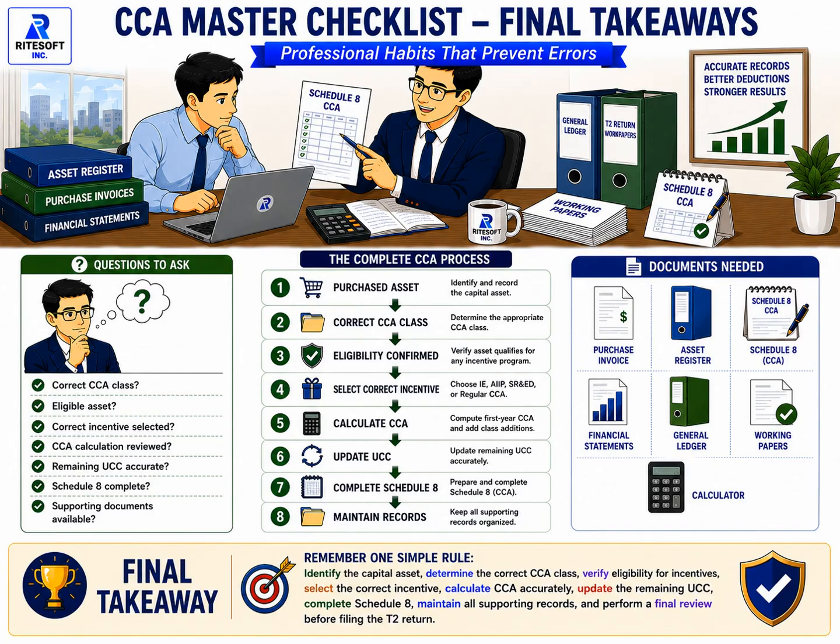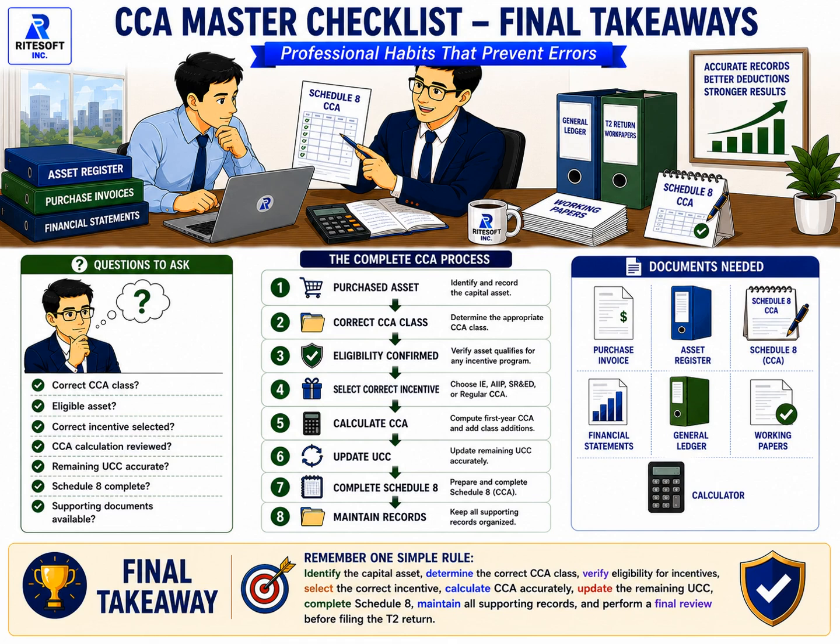Before filing the T2 return, ask yourself a few final questions. Is the CCA class correct? Is the asset eligible for the selected treatment? Was the appropriate incentive applied? Have the calculations been reviewed? Is the remaining UCC accurate? Has Schedule 8 been completed properly? And are all supporting documents available? If every answer is yes, the corporation's capital cost allowance calculation is much more likely to be accurate and complete.